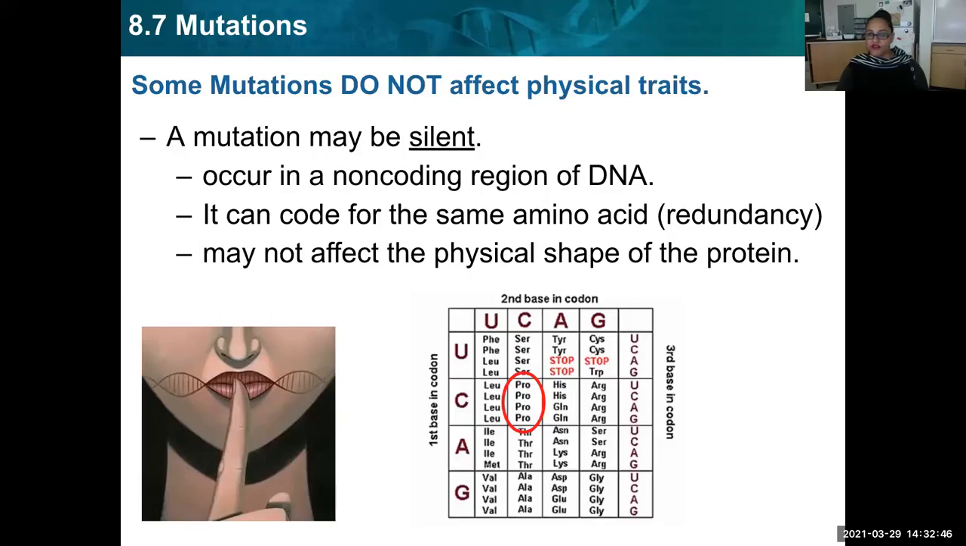It also may not affect the physical shape of the protein. Each protein has a different shape depending on their properties. Some of them are acidic, some are basic, some have a more positive charge, some have a more negative charge. If it just swaps out an amino acid with a positive charge with another amino acid that kind of looks the same and has the same charge, it doesn't necessarily change the shape of the entire protein. And if it doesn't change the shape, it doesn't really change the function. So not all mutations are bad. So most of them you can't even tell they've been changed.